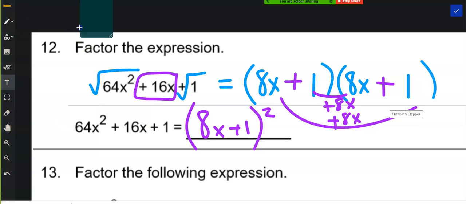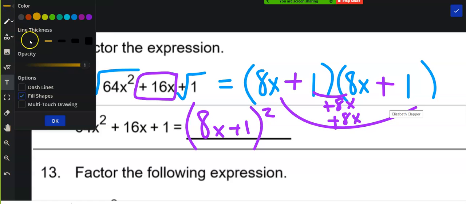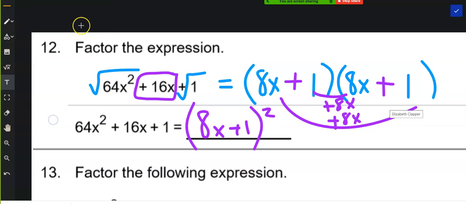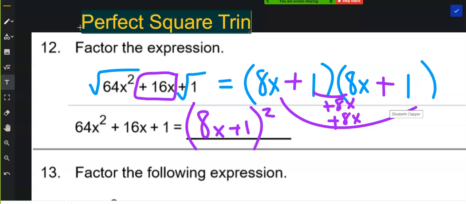I've noticed that some of you are taking good notes and some of you are not taking enough notes so that it makes sense to you when you go take a test. So, perfect square trinomial.